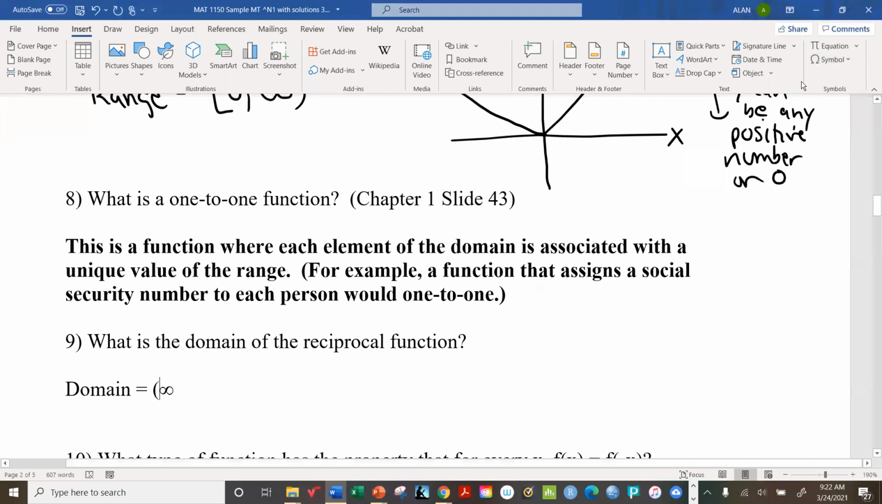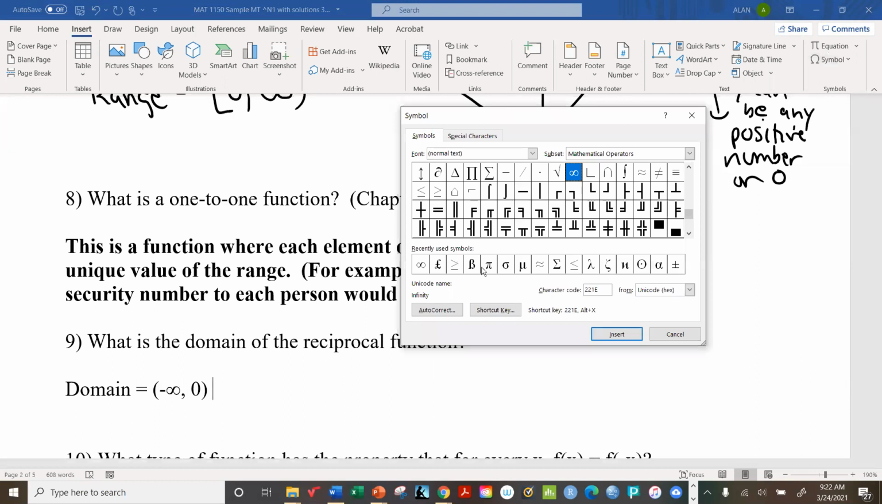Comma, -infinity, up to but not including 0. And then we need the union symbol, which is, it's here somewhere. Hold on, I have to go look it up.